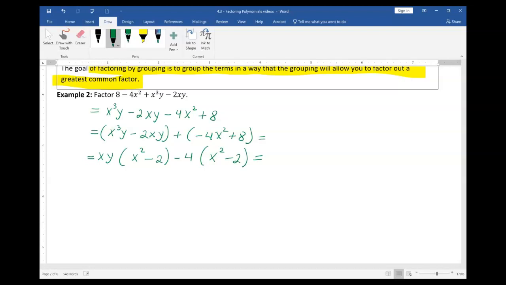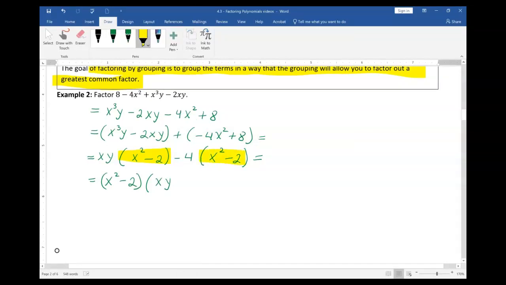Notice the terms in the parentheses are the same. We're going to factor out the common term in the parentheses. So we have x squared minus 2, that's the common parentheses, times open parentheses. If we factor out x squared minus 2, what's left? We're left with x times y. And then from here, if we factor out x squared minus 2, what's left? Minus 4. And we're done factoring.